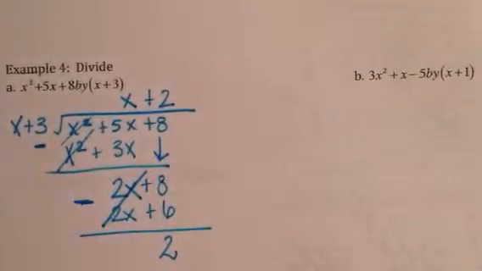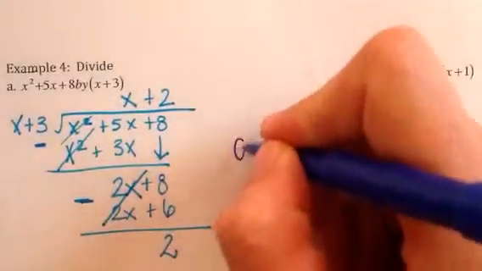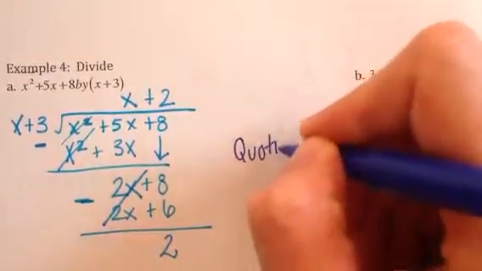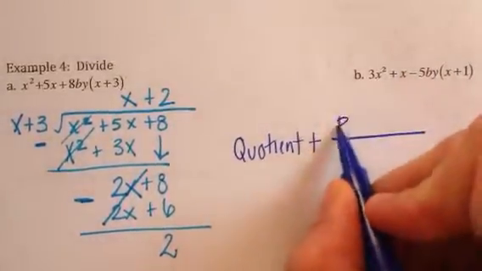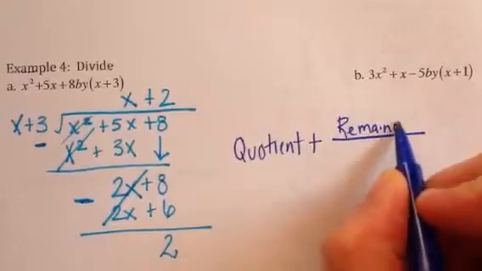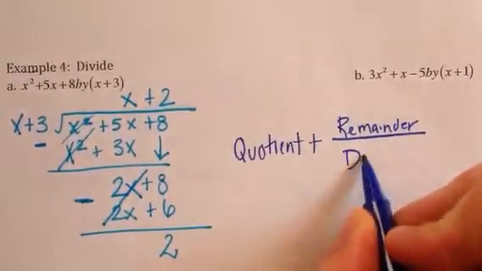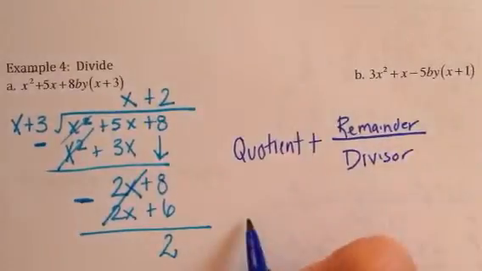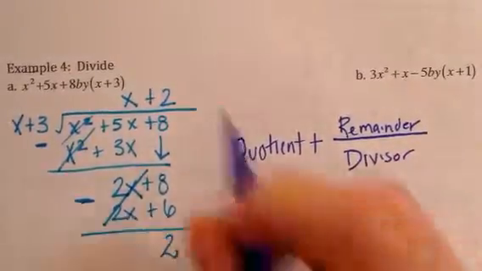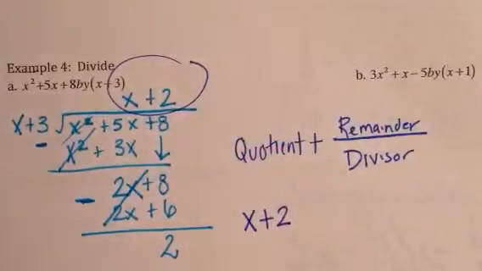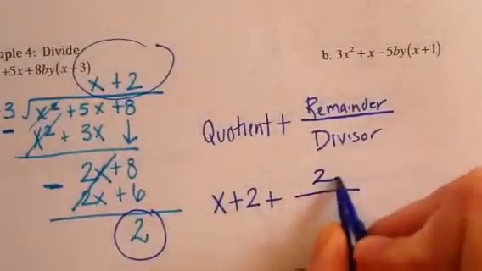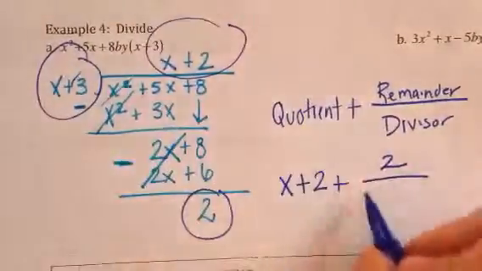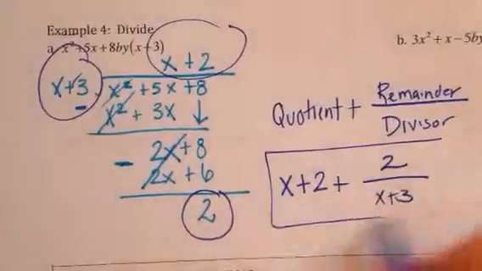So to write my answer, I'm going to have my quotient plus my remainder over the divisor, what I divided by. So my quotient, I had x plus 2. Plus, I was left over with a 2, divided by x plus 3. So this would be my solution.